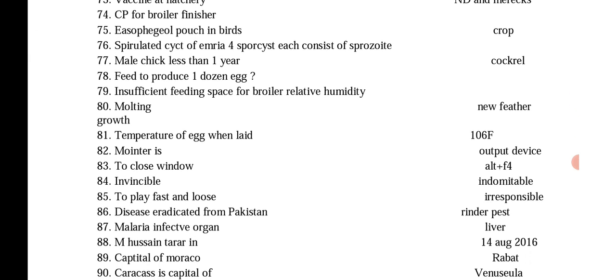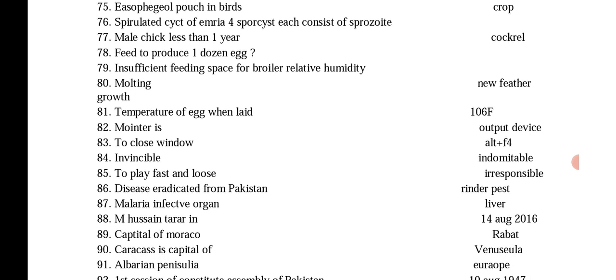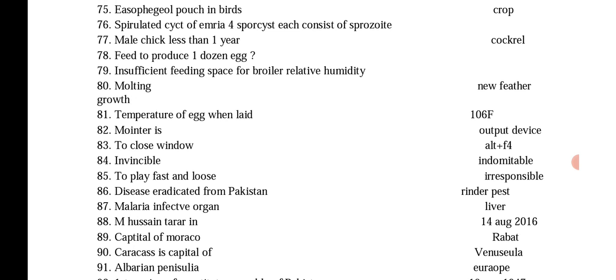The esophageal pouch in birds is the crop. Crop is the esophageal pouch in birds, but I'm not sure. A male chick less than 1 year is called a cockerel, and a female chick less than 1 year is a pullet. Feed to produce 1 dozen eggs, I do not know.